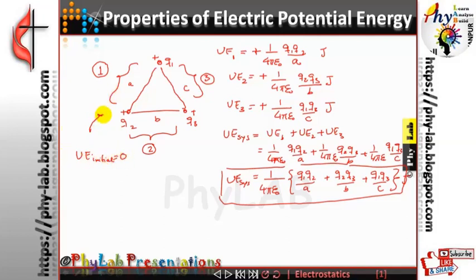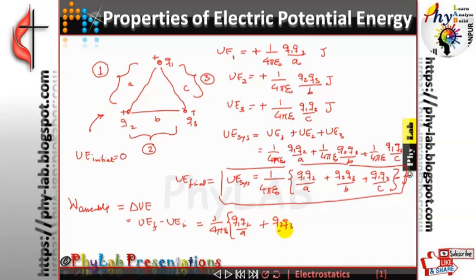And when you have assembled it in this form, then the final potential energy is what you have just now calculated. So work done in assembling will be equal to the difference of potential energy, or change in potential energy. That is, change always means final minus initial, and that comes out to be 1 upon 4 pi epsilon naught Q1 Q2 by A plus Q2 Q3 by B plus Q1 Q3 by C.